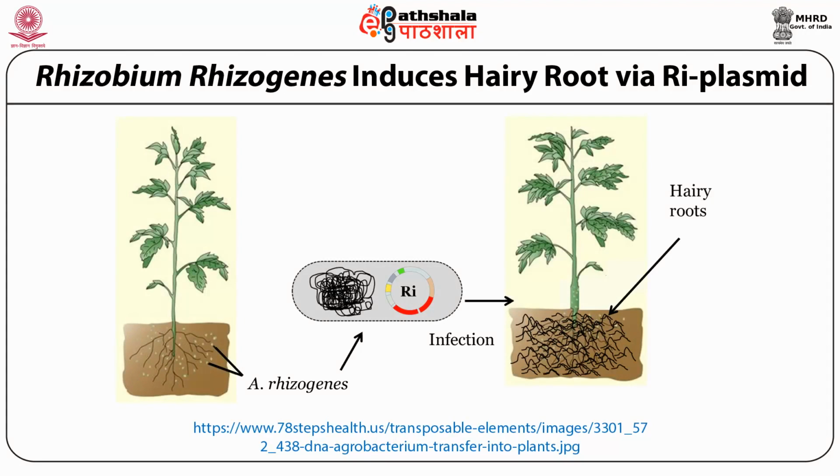As I explained in the previous slide, the rhizogenes contains the Ri plasmid, and in this you can see a healthy plant. In the soil you have this bacteria, rhizogenes, present, and if the site is wounded, this bacteria can recognize this wounded site by chemotaxis, go there, infect the plant, and result in uncontrolled growth, resulting in hairy roots, as you can see in this picture.